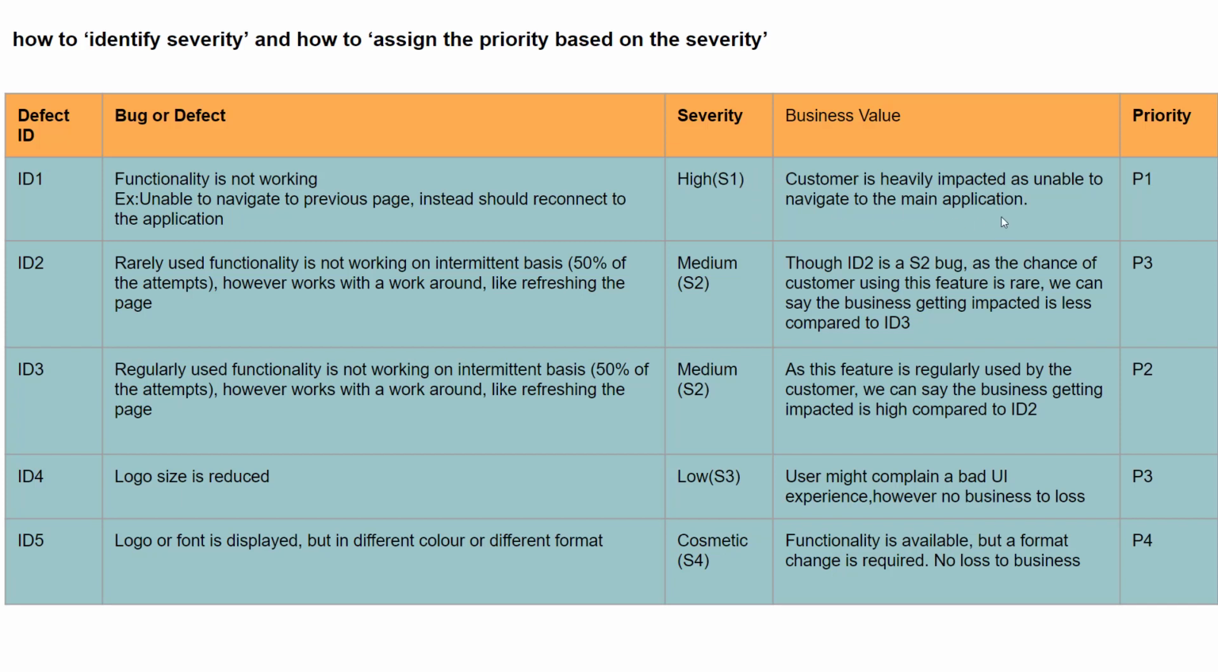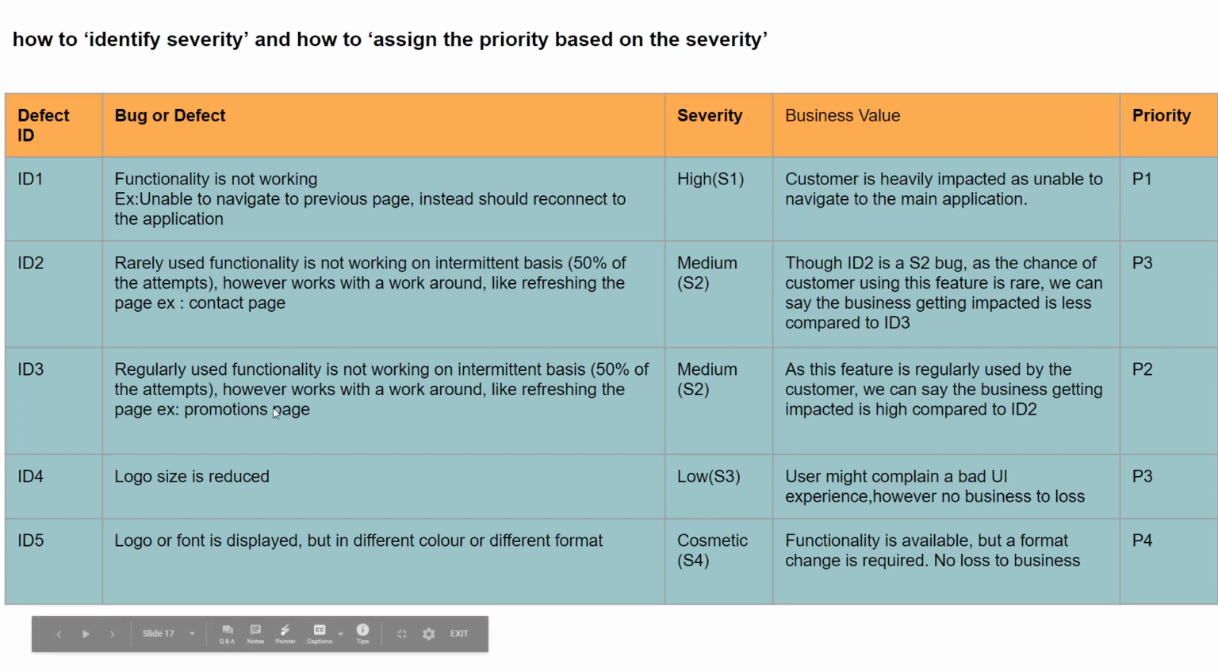So now let's see how to assign the priority. And we have learned that priority is driven by the business value, right? So now let's try to understand what it is. See, customer is heavily impacted as the customer is unable to navigate to the main application. So business is heavily impacted. We will be assigning the priority as priority 1. That means the developer will be right away working on this high priority issue.